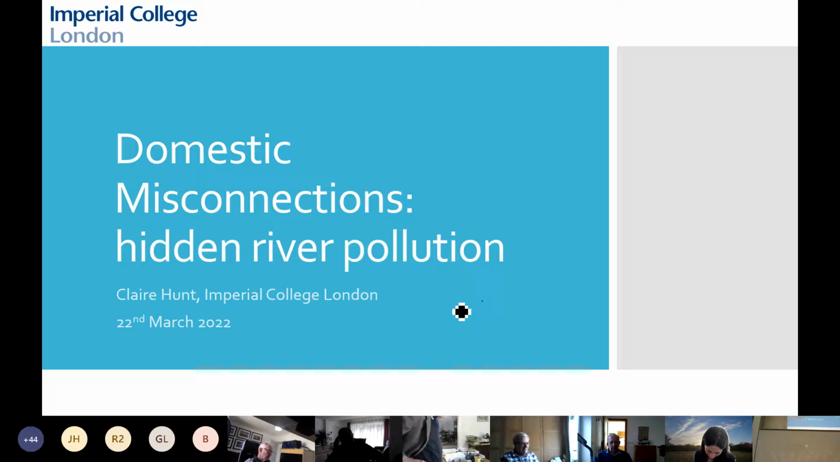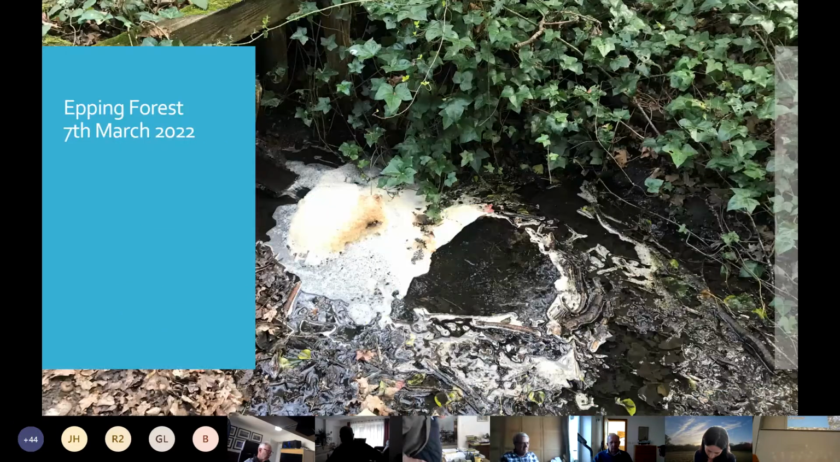Right, I can do it myself. Lovely. This was a picture I took in Epping Forest a couple of weeks ago. A surface stream clearly polluted with runoff from, well, a sink, washing machine, we don't know, but it's evidence of a misconnection. Many of you may know what misconnections are, some of you may not, but truly you will after 10 minutes of this talk.